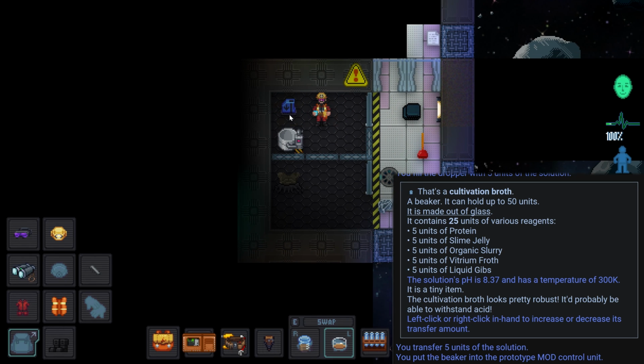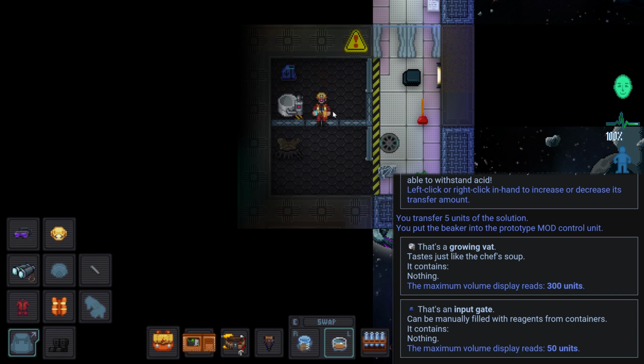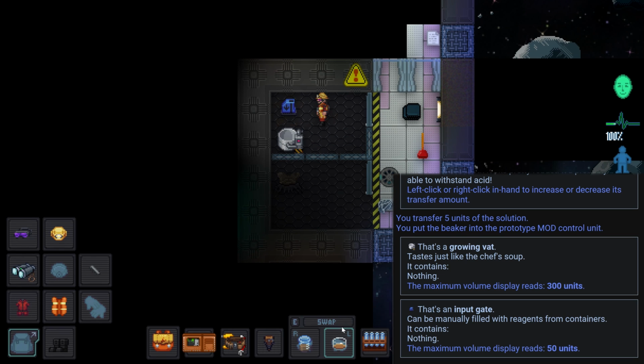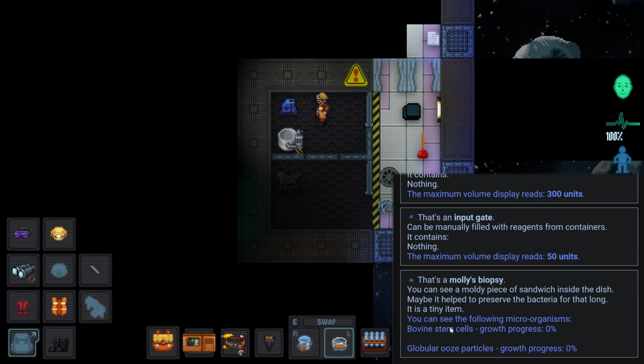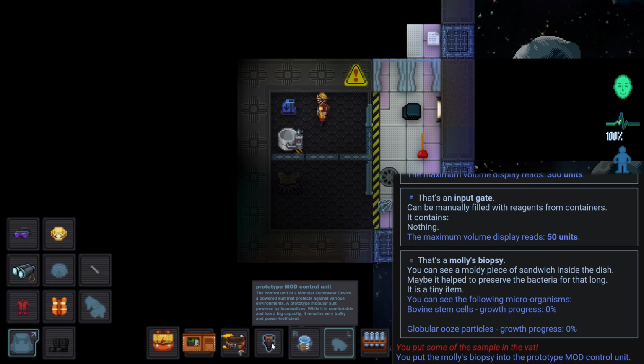So here we have a growing vat and an input gate connected to it. The growing vat and input gate contain nothing right now. What we need to do is place the biopsy with bovine stem cells and globular ooze particles into this growing vat. It says that I put some sample into the vat. And then we need to decide which one we want to grow first.